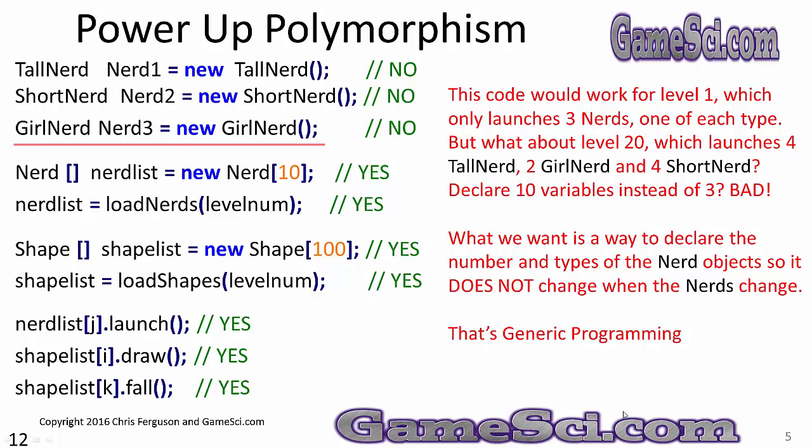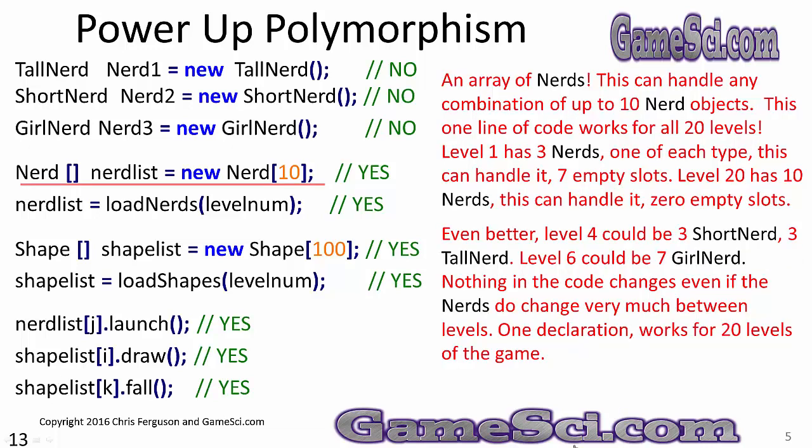What we want is a way to declare the number and types of nerd objects so it does not change when the nerds change. That's generic programming. We want an array of nerds.